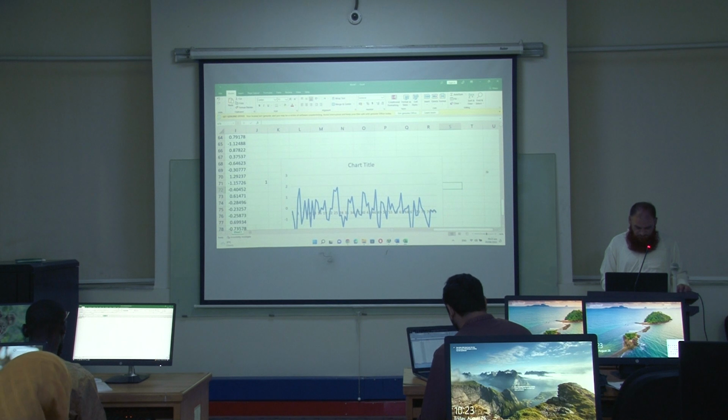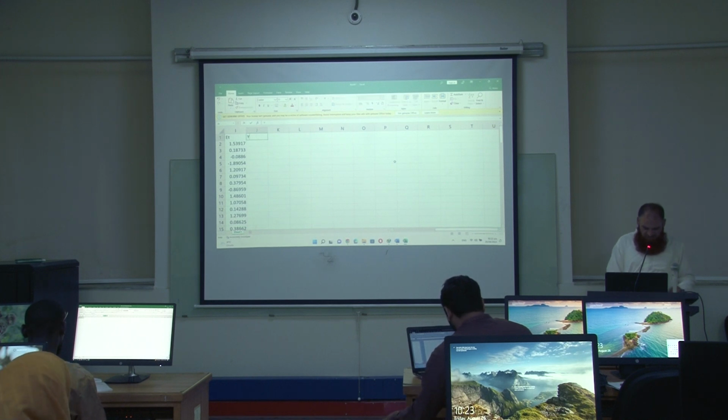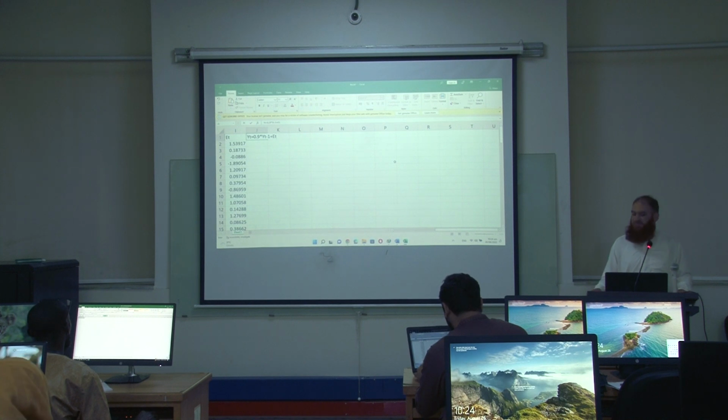Now let me generate the second series out of this. I am writing here yt is equal to 0.9 multiplied by yt minus 1 plus et. Now I will follow this formula.